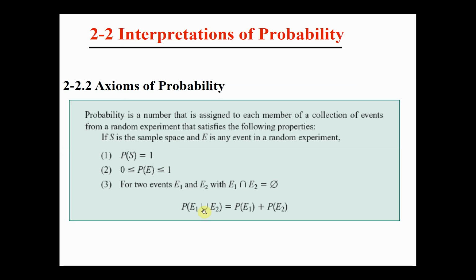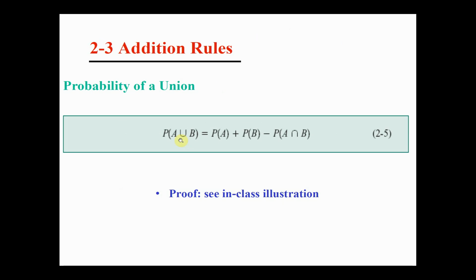We cannot apply the axiom, so we cannot simply add the probabilities. But we say that if A and B are general events that possibly intersect, then the probability of A union B, it's a rule, it's a formula: the probability of A union B is the probability of A plus the probability of B minus the probability of A intersection B. So this is like our first formula here, the probability of a union in the general case.